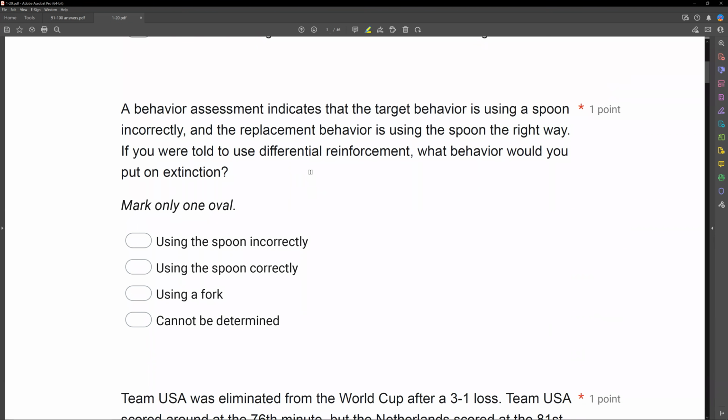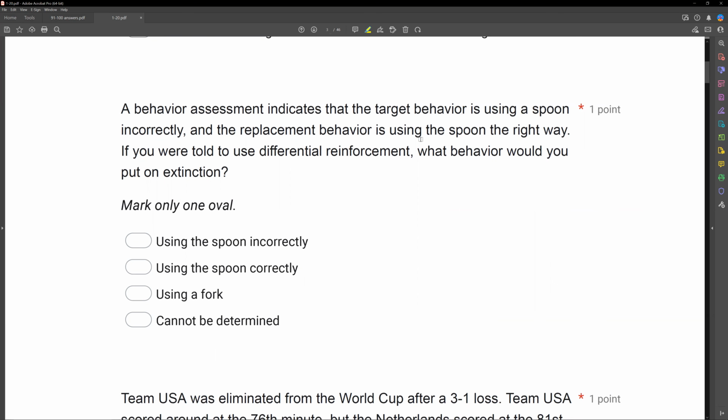A behavior assessment indicates that the target behavior is using a spoon incorrectly and the replacement behavior is using the spoon the right way. If you were told to use differential reinforcement, what behavior would you put on extinction? Think about this question. It isn't tricky, but the wording is different than typical DR questions. So we're talking about differential reinforcement and extinction. Extinction is part of differential reinforcement. So what is extinction? Extinction, we're withholding reinforcement for a previously reinforced behavior in order to decrease that behavior.